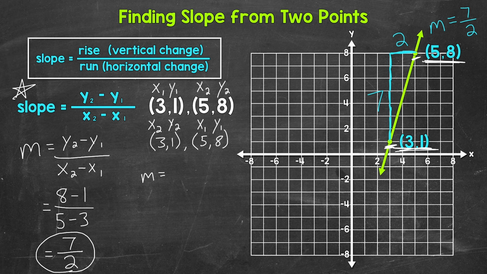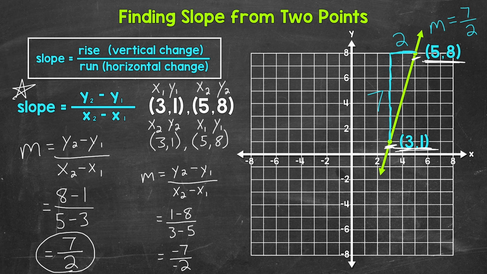So slope equals y2 minus y1 over x2 minus x1. Now let's plug in. Y2 is 1 minus y1 is 8 over x2 is 3 minus x1 is 5. 1 minus 8 gives us negative 7. And then 3 minus 5 gives us negative 2. So we get negative 7 over negative 2.